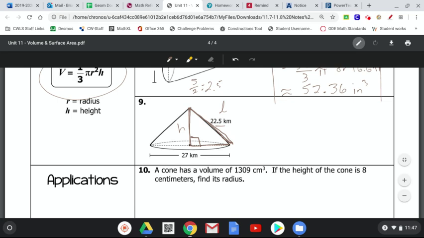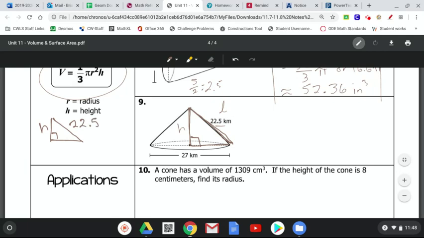All right, so we have to figure out the height of this cone. So I'm just going to redraw our triangle over here. If I do that, our height is going to be that leg. The slant height is 22.5, so that's going to be the hypotenuse.